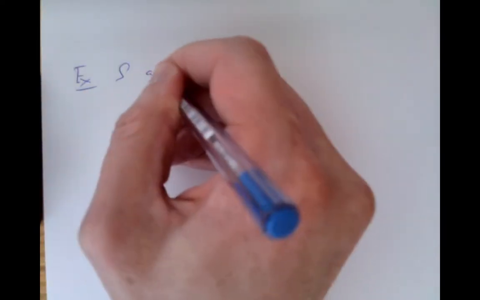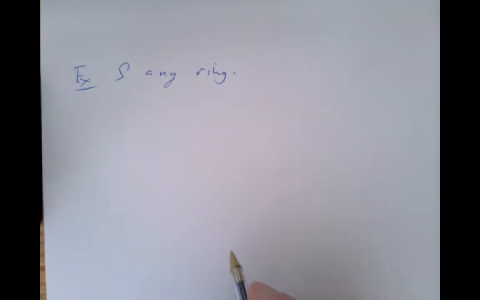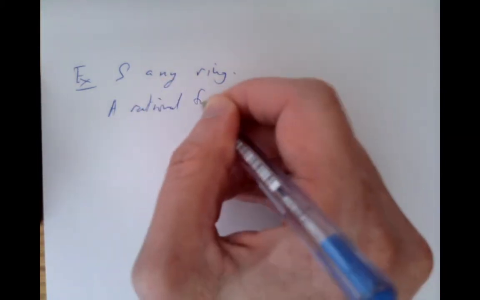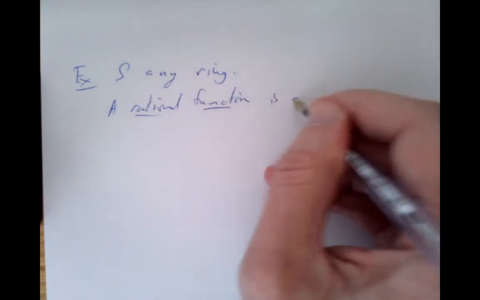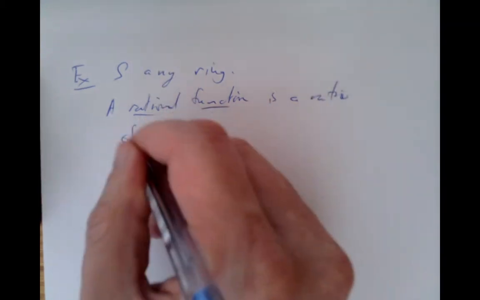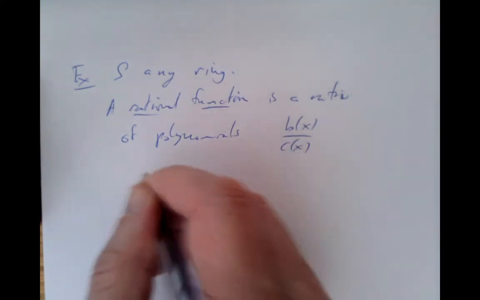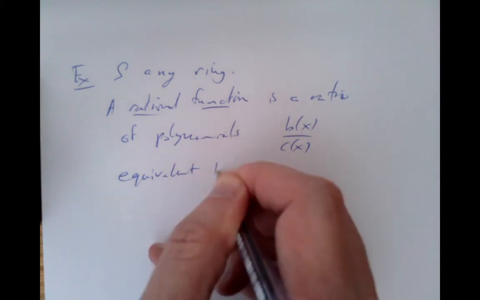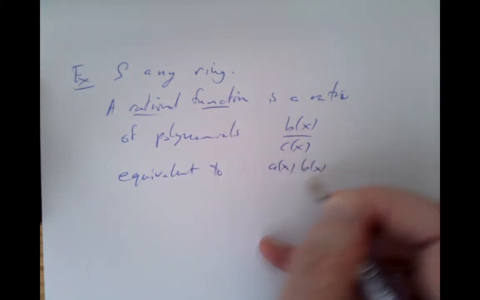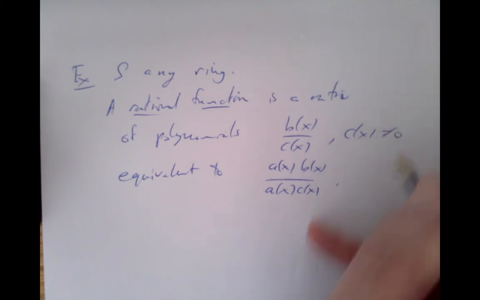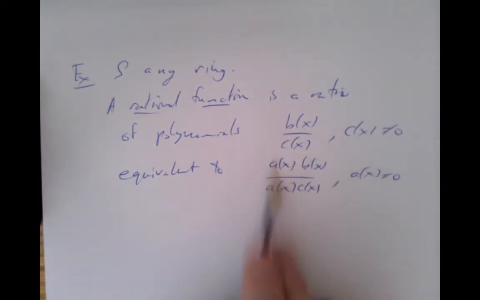We've also already talked about rational functions, that is, ratios of polynomials. So if we take S, any ring, we can try to define, we may not succeed, but we can try to define rational functions. A rational function is a ratio of polynomials. But that just means for us that we write down a polynomial numerator and a polynomial denominator. But we say that that's equivalent to any non-zero polynomial times this and any non-zero polynomial times that. Again, of course, C of X should not be the zero polynomial, and A of X should not be the zero polynomial. So those will be considered the same expression.